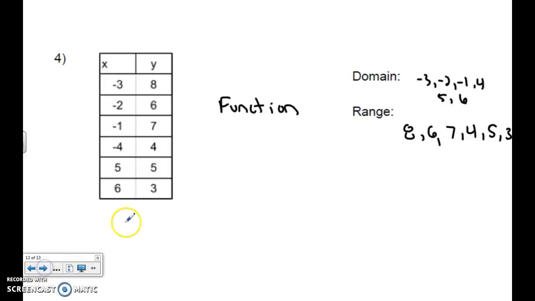And then looking here, all the x's, -3, -2, -1, 4, 5, and 6 is my domain. 8, 6, 7, 4, 5, 3 is my range, and it is a function. Hopefully this helps. We're going to jump into the next video in a second that deals with looking at graphs.